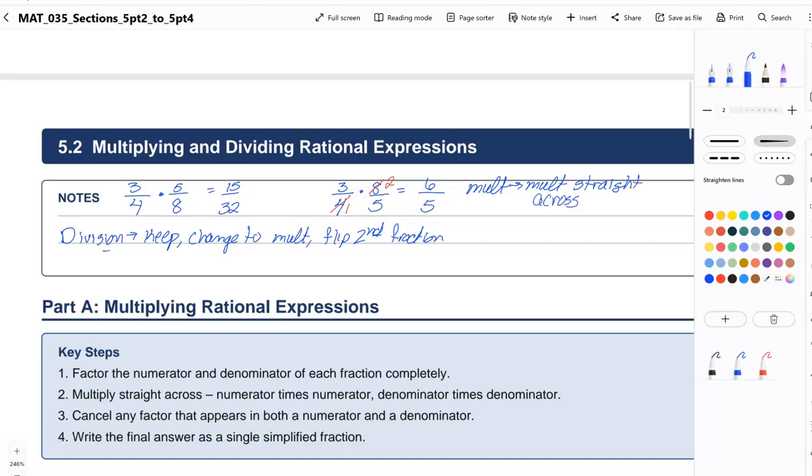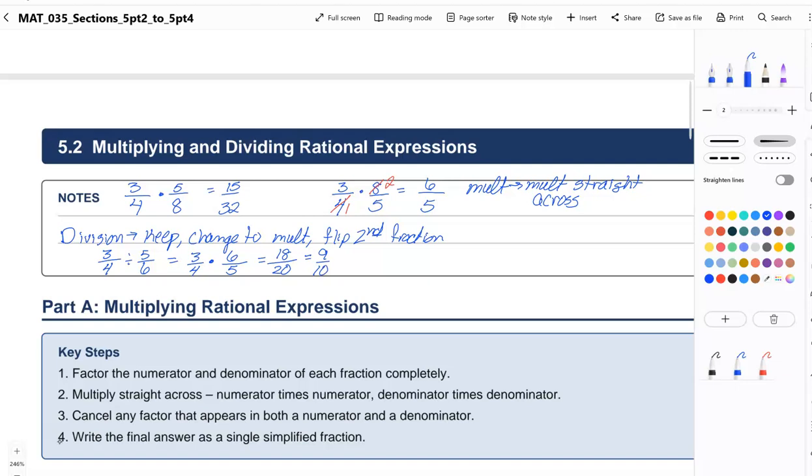So if I think about numbers, so we had maybe 3/4 divided by 5/6. Okay, the first thing I'm going to do is rewrite it. Keep, change it to multiplication, flip. So this is really 6/5. And then we just multiply straight across. We're going to get 18/20, and then we're going to reduce. 2 goes into 18 9 times, 2 goes into 20 10 times.